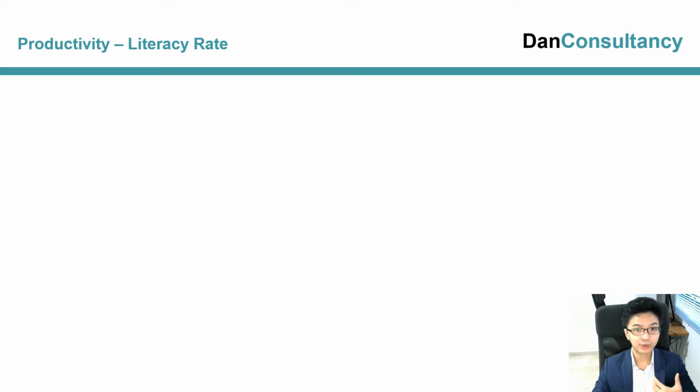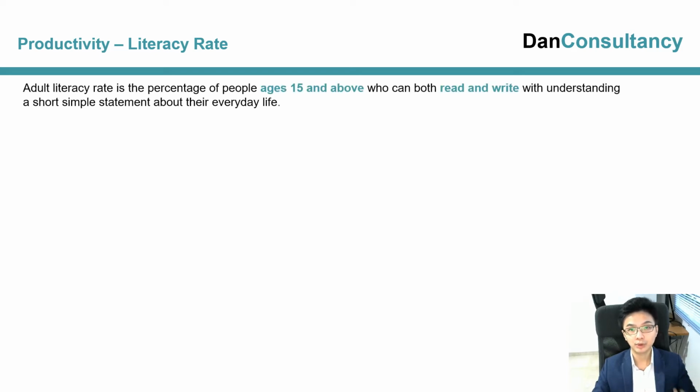The first factor of productivity is the literacy rate of the population, and I think this is pretty much self-explanatory. Education is the key to alleviating poverty. If you can't even read and write, it is very difficult for you to upskill and improve yourself to be more productive and take on a higher income producing job, or even get out of your circumstances, right?